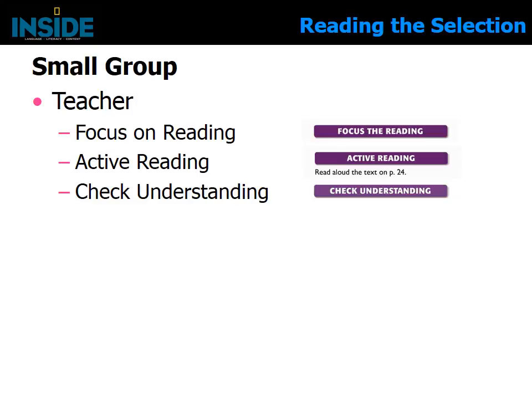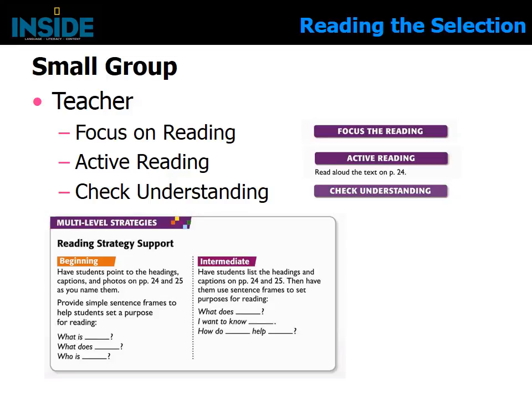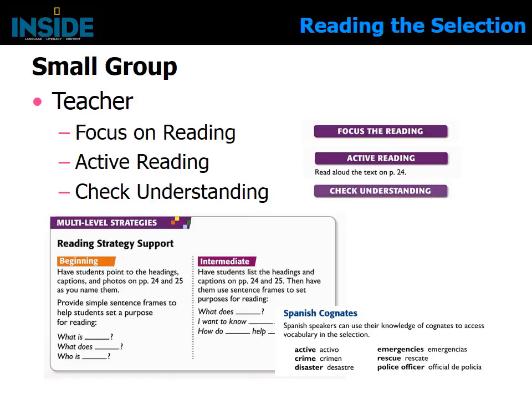At the end of each chunk of the text, Ms. Parker checks understanding by reviewing the Before You Move On questions with the students. Ms. Parker works with her English learners first and uses the multi-level strategies provided to help students at each level. In the teacher wrap, you can see that Spanish cognates, words that sound the same and mean the same in English and in Spanish, are identified at point of use.